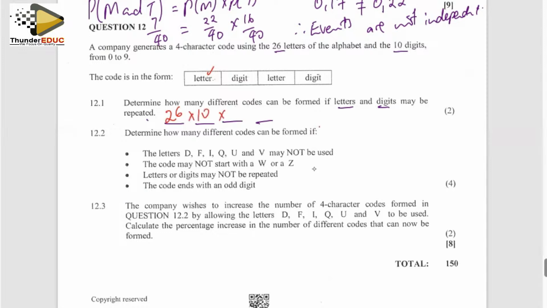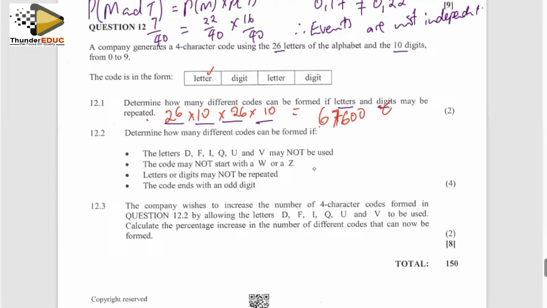And then the letter, we shall also have the 26 again. And then we have a 10. So 26 squared times 10 squared. Okay, we're getting 600. All right, so that is the number of codes that we have.